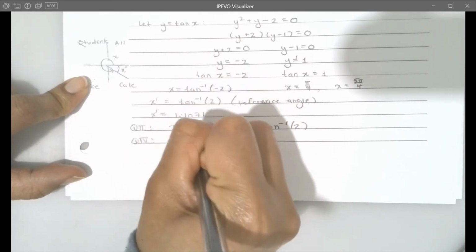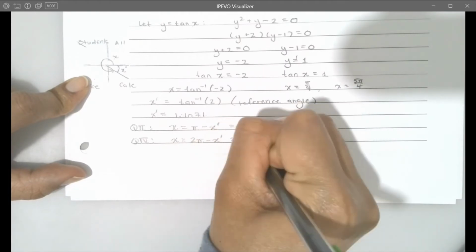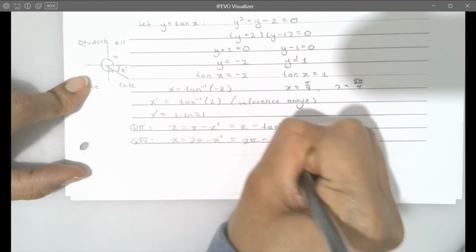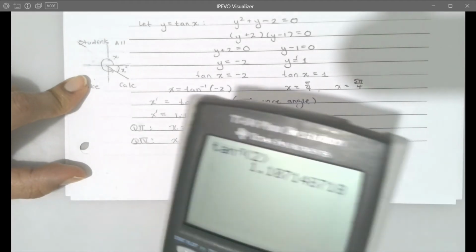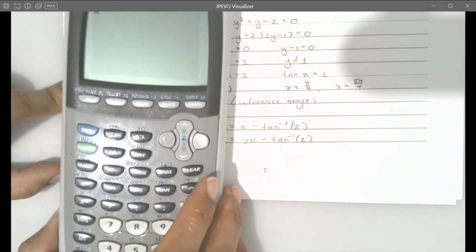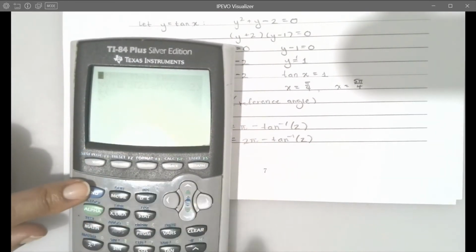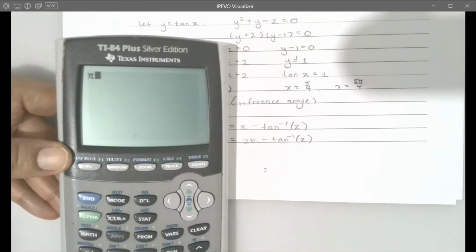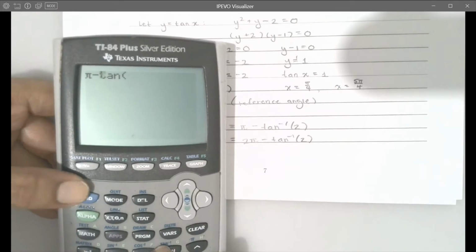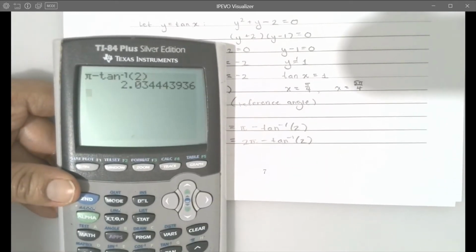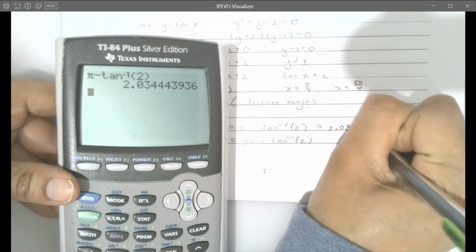So that would be in radians 2 pi minus x prime, which means we're looking at 2 pi minus tan inverse of 2. Okay, so now we're going to rely on the calculator for this next part. So pi minus tan inverse of 2 is going to give us approximately 2.0344.